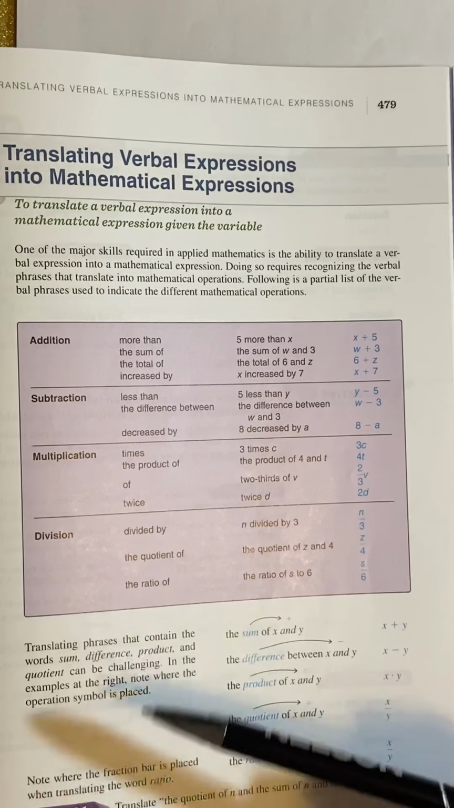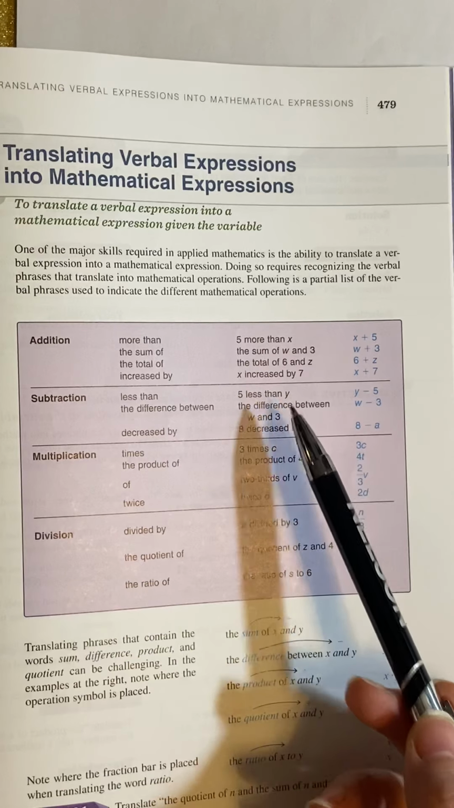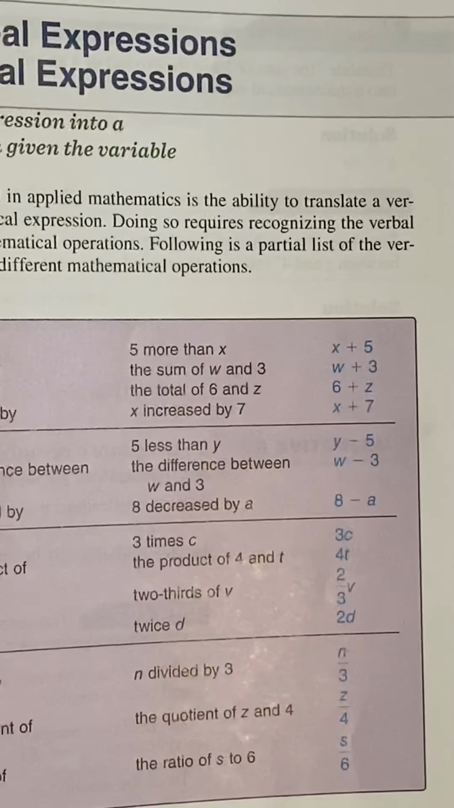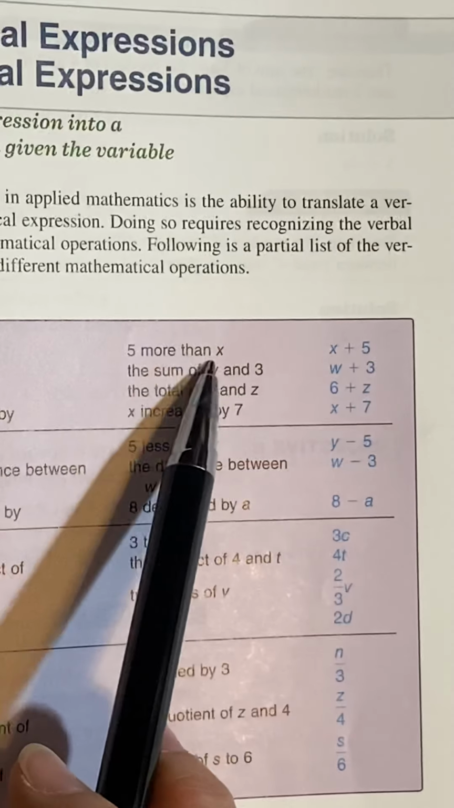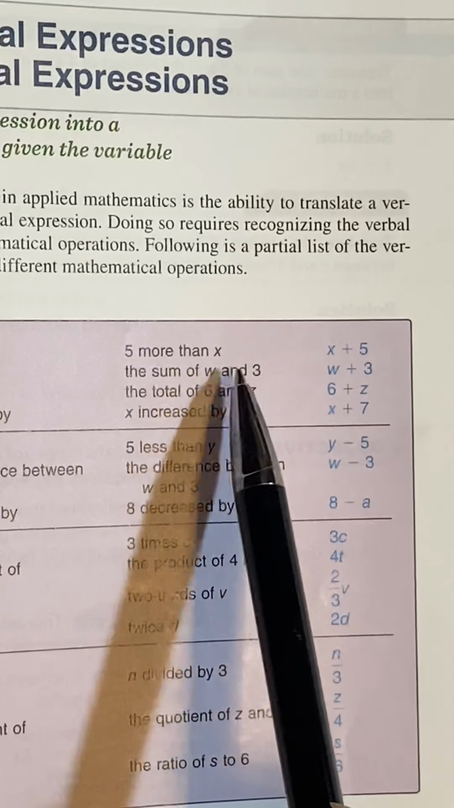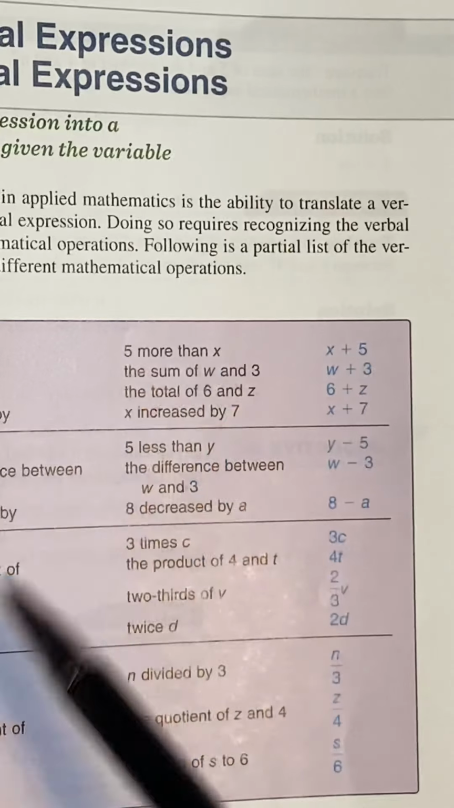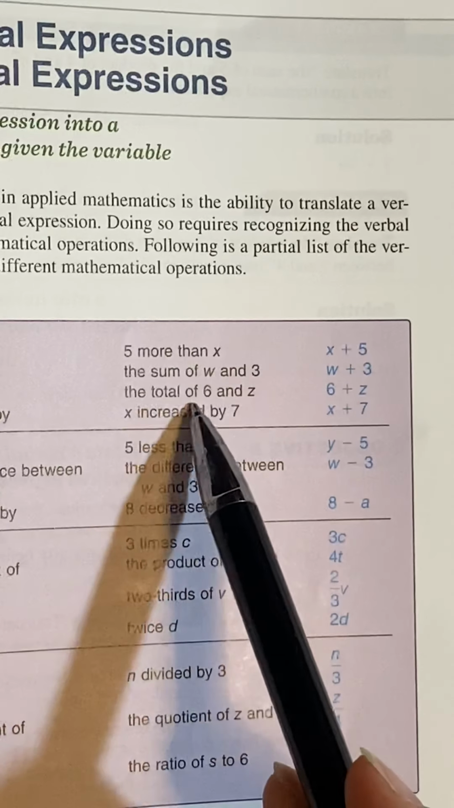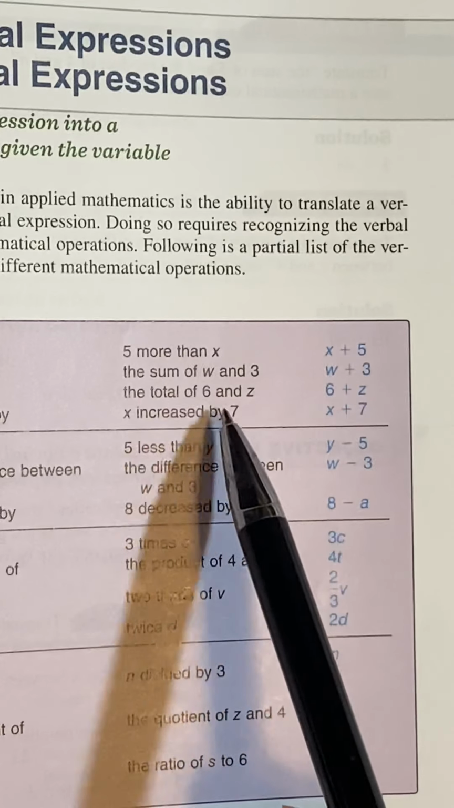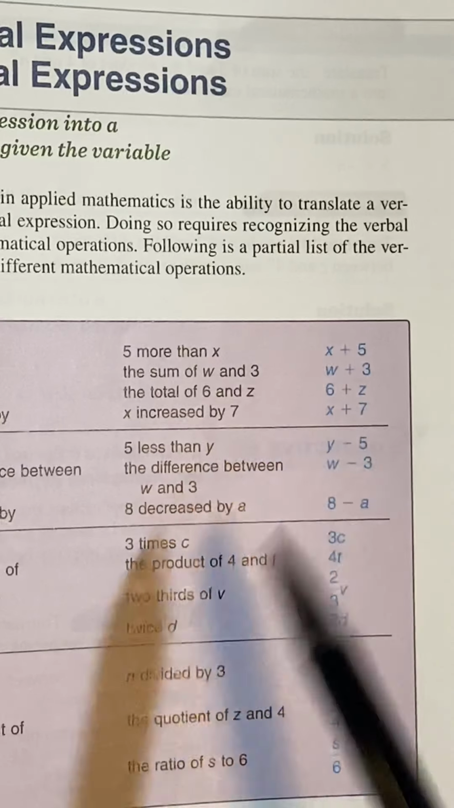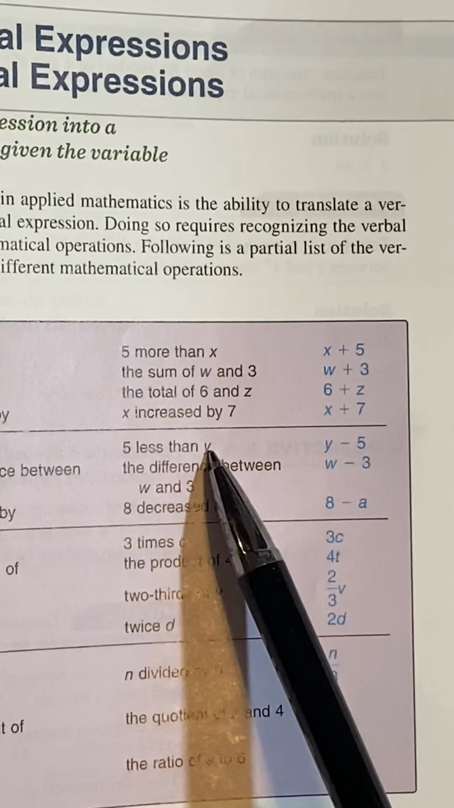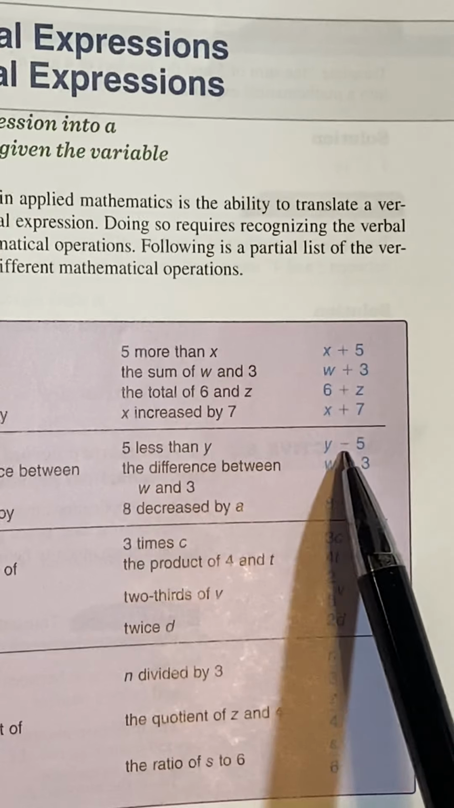So, let's look at some examples. 5 more than x. Look how we show it. 5 more than x, we show it as x plus 5. The sum of w and 3, w plus 3. The total of 6 and z, 6 plus z. X increased by 7, x plus 7. 5 less than y. Look, 5 less than y.